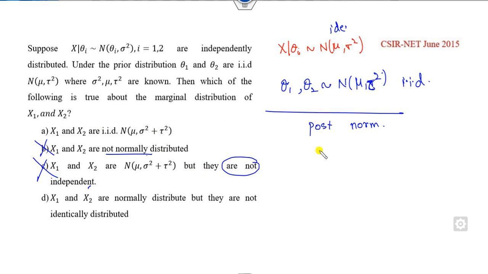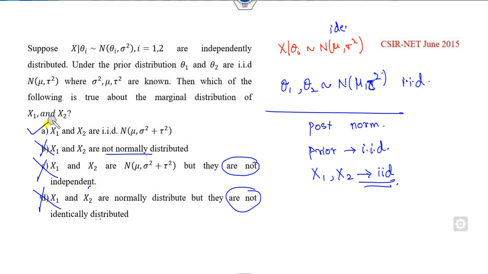Fine. Now since the prior is IID, then the corresponding distribution is also IID. But he said they are not identical, so this is cancelled, and the only remaining option is this one. Moreover, this is the standard result of the Bayes estimate.